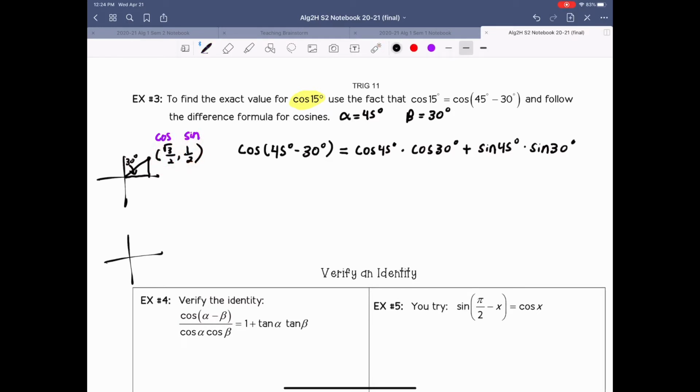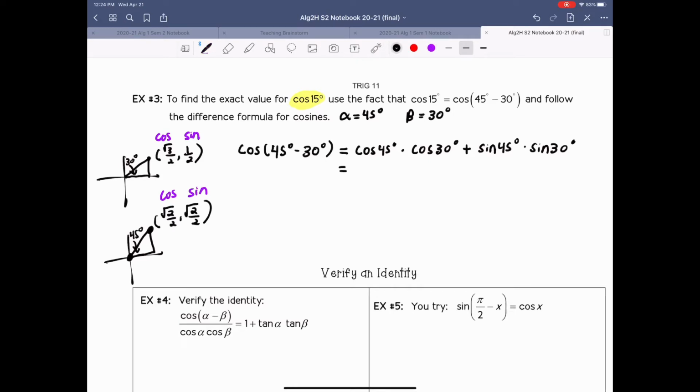Now we also need to know what's happening with 45-degree angles. So let's say we have a 45-degree angle here. Keep in mind that the point of intersection on the unit circle for the angle measure 45 degrees, or in other words, pi over 4, is root 2 over 2, comma root 2 over 2. So the cosine of 45 degrees as well as the sine are both going to be root 2 over 2.